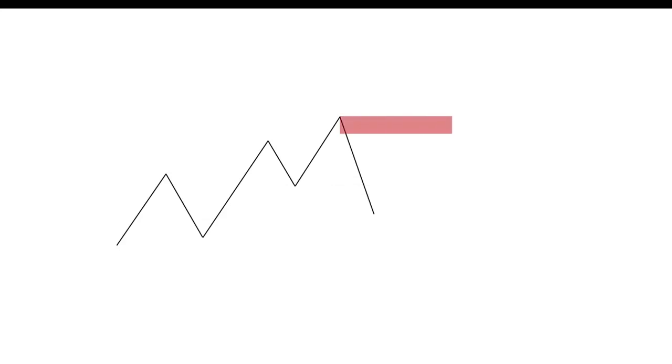And here's an example of internal liquidity. Price forms your supply zone and price rejects from your supply zone. So anybody that's sold at this level, their stop losses would be right above. And now this level will act as a magnet for internal liquidity.